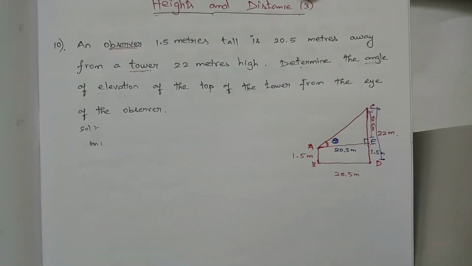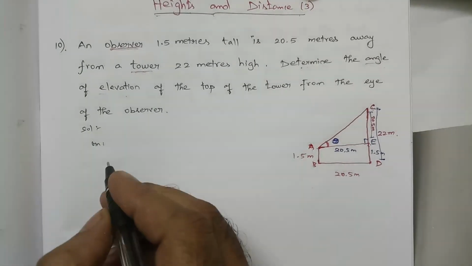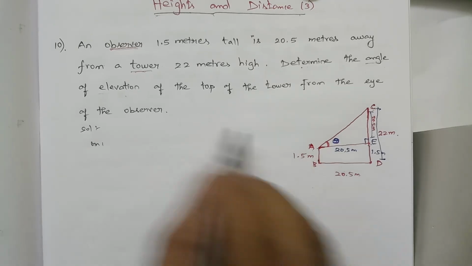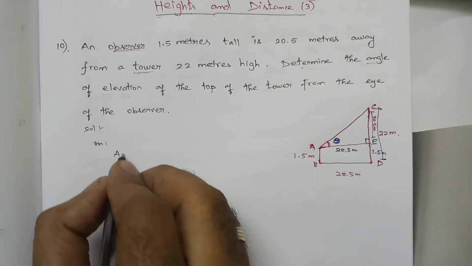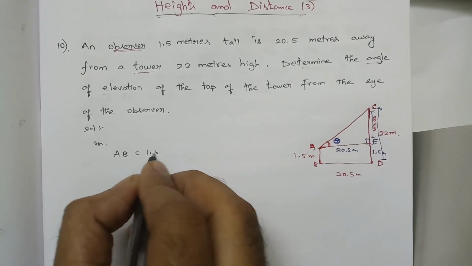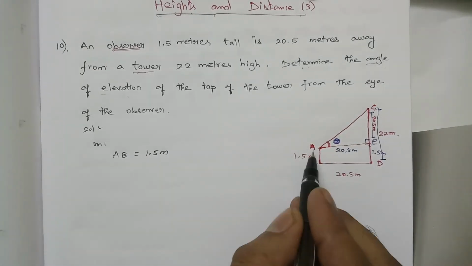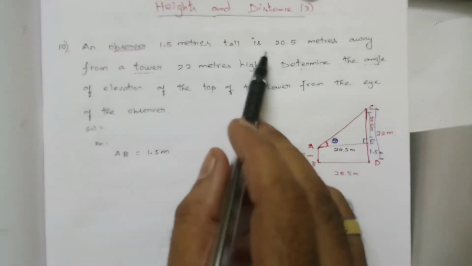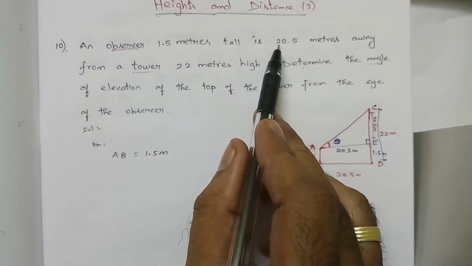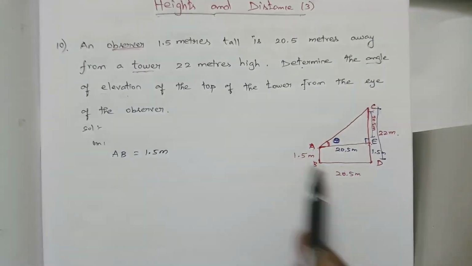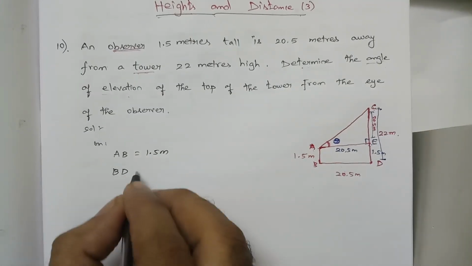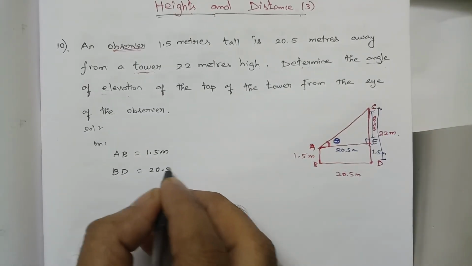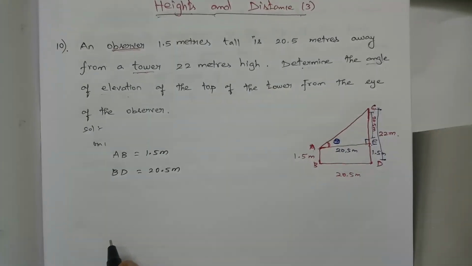Okay, just write the givens. What are the givens we have? First, write the givens. AB is nothing but the height of the observer. So AB is equal to 1.5 meter. And next, we have 20.5 meter away from the tower, that is BD. BD is equal to 20.5 meter, right?